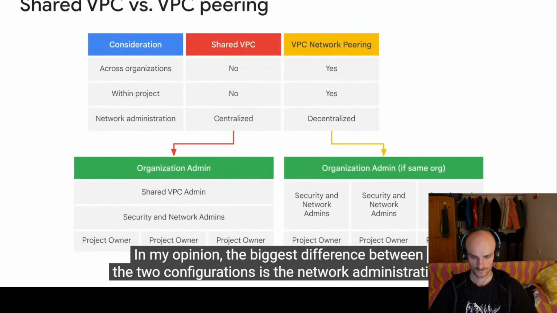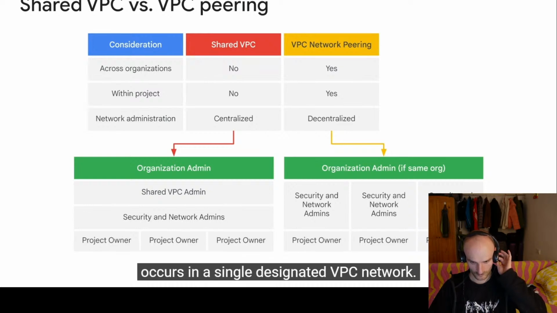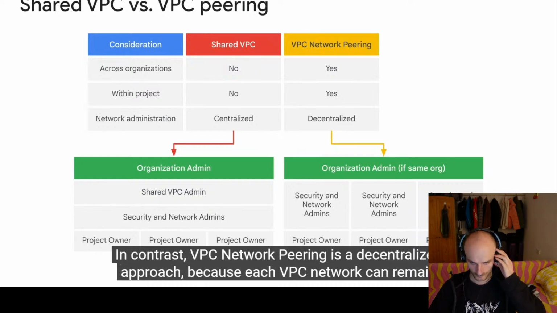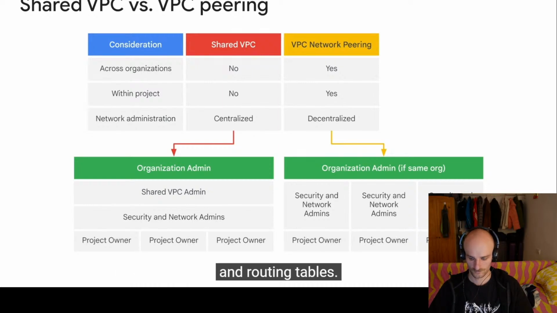In my opinion, the biggest difference between the two configurations is the network administration models. Shared VPC is a centralized approach to multi-project networking because security and network policy occurs in the single designated VPC network. In contrast, VPC network peering is a decentralized approach because each VPC network can remain under the control of separate administrator groups and maintains its own global firewall and routing tables.